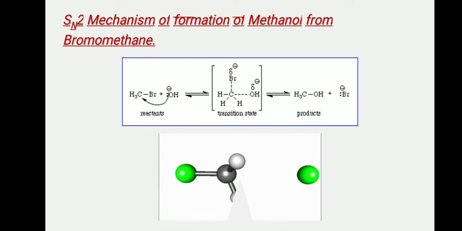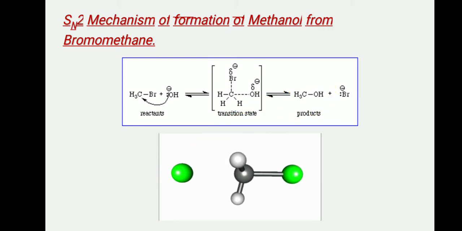So this picture clearly indicates: here this is bromine, this is OH. The bond between bromine and carbon is broken, and the bond between OH and carbon is formed, in only one step.